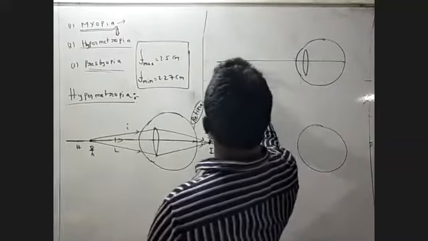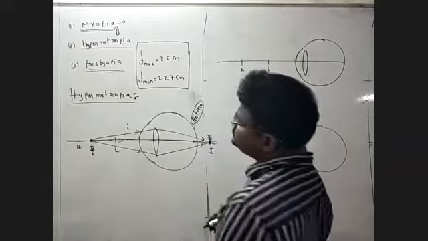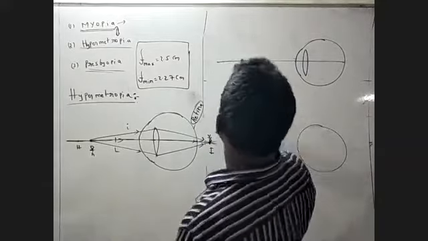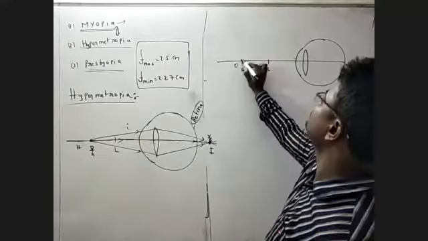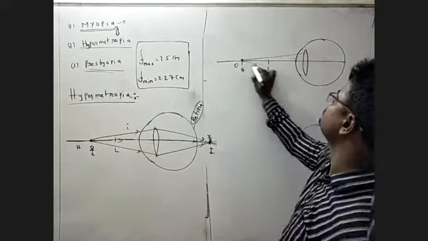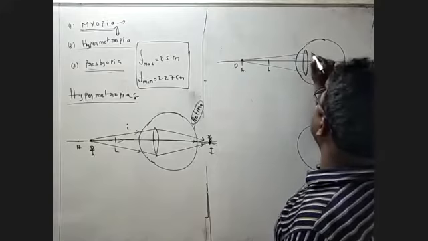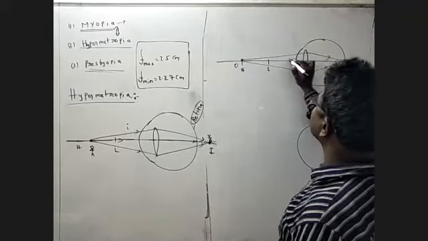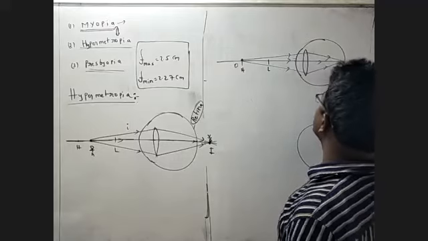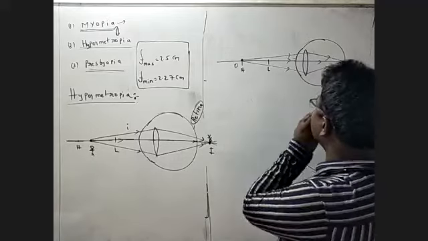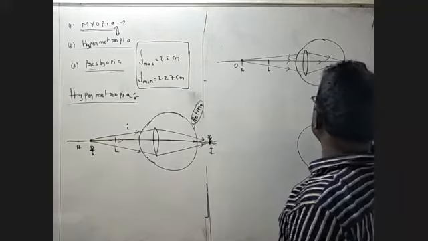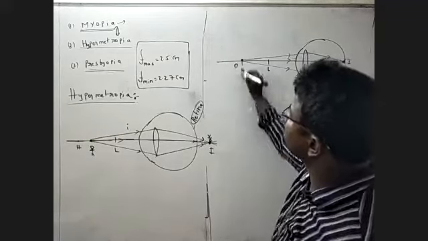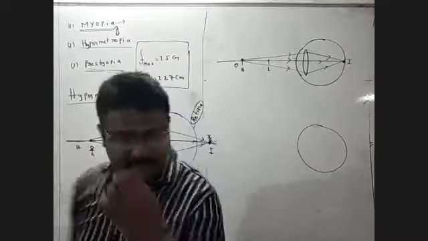So this is the H point, and this is the L point. The object is placed here, at H. The rays strike at this point and converge on the retina. The image is formed on the retina. The object is at this place. So this is a normal person.